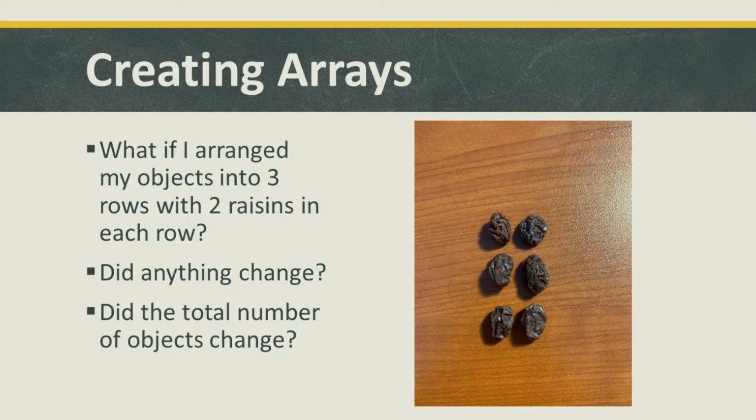Okay, so I'm going to go back here and I'm going to answer that for you. Did anything change? Well, the rectangle, the array itself did change in the sense that instead of laying horizontally, it's now laying vertically. But did the total number of objects change? No, we still have a total of 6 objects. This just reiterates the fact that if you change the number of rows or you change the number of columns, it's not going to change the total number of objects in that array.